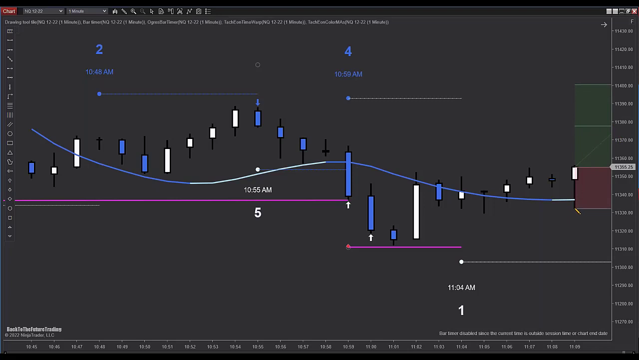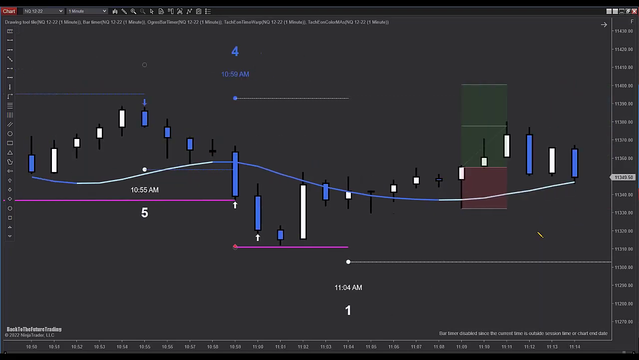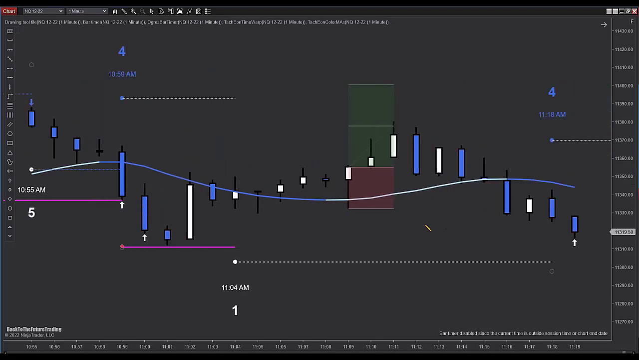drag the stop to the wick, and here we have a target 1, stop to break even. Stop out, right? So we entered here, target 1. We entered here, break even.